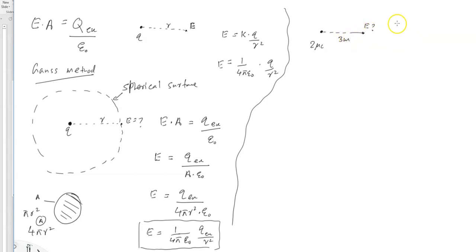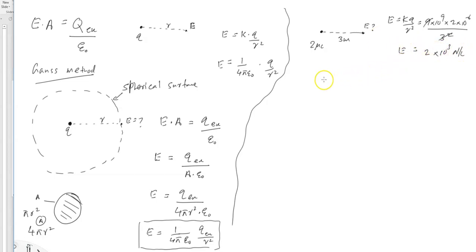Traditionally what you would do is E equals kq over r squared: 9 times 10 to the 9, q is 2 times 10 to the negative 6, r squared is 3 squared, and then simple numbers cancel out. We have 2 times 10 to the 3 newtons per coulomb, right? The electric field at that point is this.